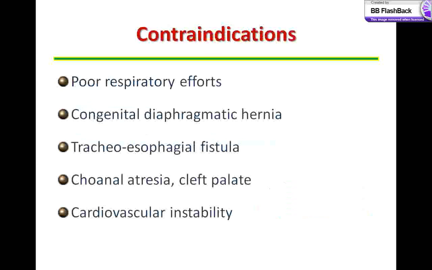CPAP does not work for babies with poor respiratory efforts, as in those with severe asphyxia. It may be counterproductive in infants with congenital diaphragmatic hernia, as CPAP would interfere with expansion of the normal lung. It would be difficult to obtain a seal in conditions like tracheoesophageal fistula, choanal atresia and cleft palate. CPAP also may not be successful in infants with cardiovascular instability, such as those with inotrope-resistant shock, or those with sclerema, or those with multi-organ dysfunction.